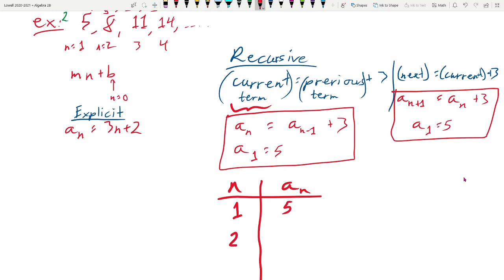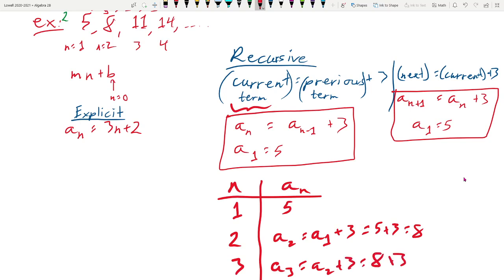To get the second one, well, okay, so a sub 2 is a sub 1 plus 3. And so I know that that's going to be 5 plus 3, which is 8, which it should be, as we can see right here. We'll do one more just to show that a sub 3 is a sub 2 plus 3. So that's actually 8 plus 3, which is 11, as it should be. Okay, so that's how you can create an equation recursively.